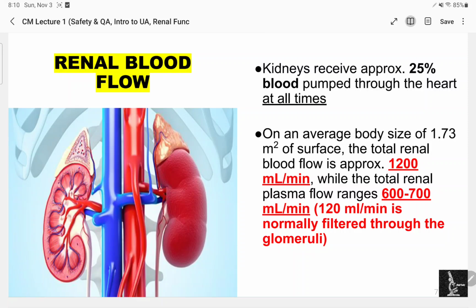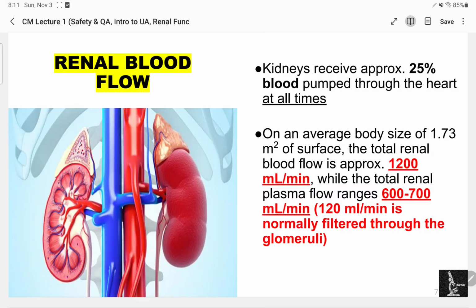Our kidneys receive approximately 25% of the blood pumped through the heart at all times. The kidneys continuously form urine as an ultrafiltrate of plasma. Again, our kidneys continuously, meaning without stopping, form urine as an ultrafiltrate of our plasma. And 25% of the blood pumped through the heart passes through the kidneys at all times. Every second, every millisecond, 25% of the blood pumped by your heart goes to the kidney.